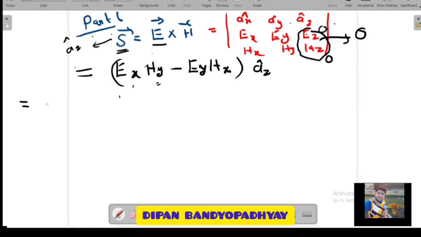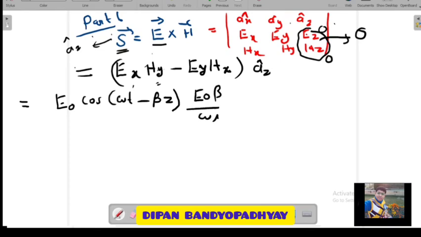Now let us put what is Ex. Ex is already given in the problem, so Ex is equal to E naught cos(omega t minus beta z). Only I am writing the component, right? And Hy, what is Hy? Hy is E naught beta by omega mu, and we have the x component, right? So the x component is basically sine, minus sine.